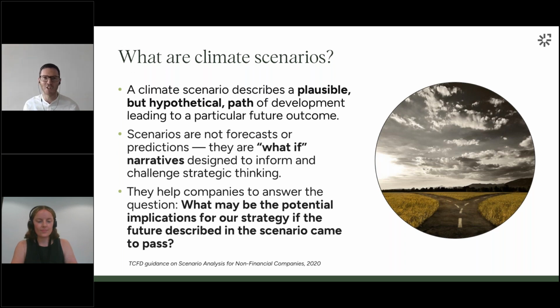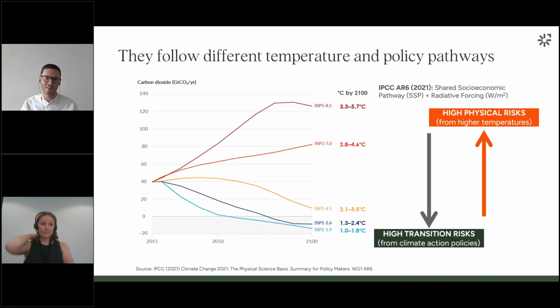Perhaps just to visualize, what are we talking about when we think about different climate scenarios vis-a-vis climate change? This is from the last IPCC report. On the left axis we've got carbon dioxide, and then over time, we're looking at the different pathways and the resultant temperature that we end up with by the end of the century. Ultimately, the question is which trajectory humanity is going to follow over the next 70 years or so, and where we are going to end up.